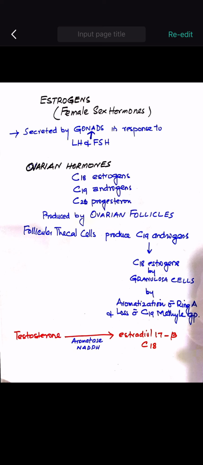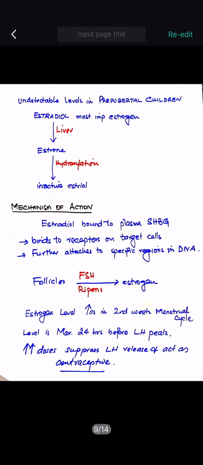So, testosterone is converted into estradiol by the aromatase enzyme using NADPH. So, there is reduction taking place. There are undetectable levels in prepubertal children. Estradiol, the most important estrogen, in the liver is converted into estrone, and then estrone is hydroxylated and converted to inactive estriol.